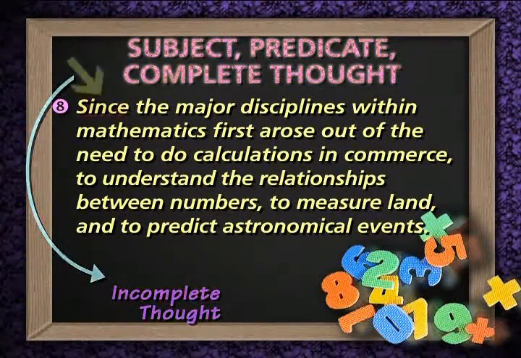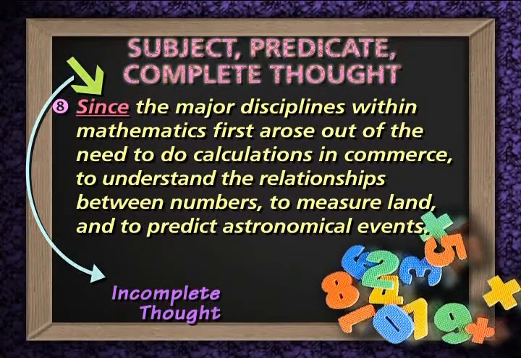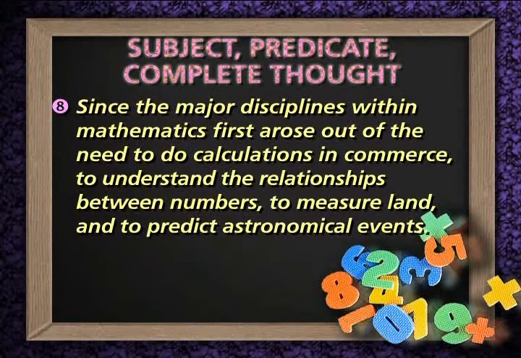And the reason is that little word since. By starting with a dependent or subordinating conjunction, I have made this an incomplete thought. Since the major disciplines within mathematics first arose out of the need, blah, blah, blah, doesn't make any sense. What does that mean? What is the result of that? So to correct that, I'm going to eliminate the word since. Now my sentence is indeed a sentence. It is indeed an independent clause because it makes sense.